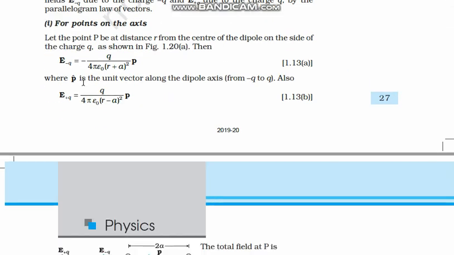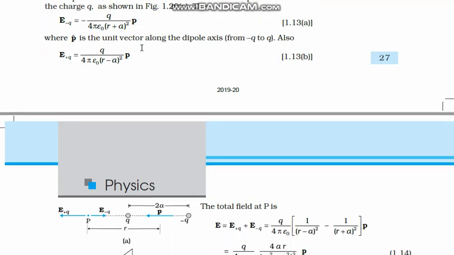Now, let point P be at distance r from the center of the dipole on the side of charge q. So there is a point P. This is the positive charge, this is the negative charge, this is point P, and this is r distance away from the center. This is the center, and it is r distance away from the center, on the positive q side.